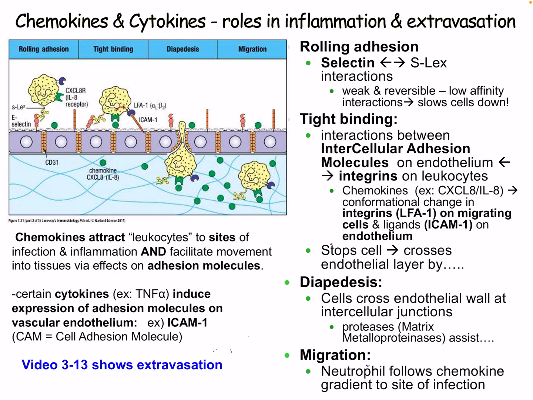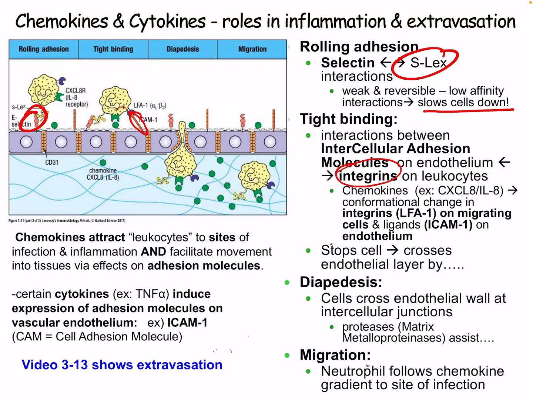So here we're going to take another look at rolling adhesion. In rolling adhesion, we have selectin, which binds to S-Lex interactions, which is a weak, reversible, low affinity interaction and slows cells down. Then we have tight binding, which involves the interactions between intercellular adhesion molecules on the endothelium with integrins. You can see there's a difference between selectins, which are initially weak binding, and then our integrins, which we can see over here, which are stronger binding on leukocytes.